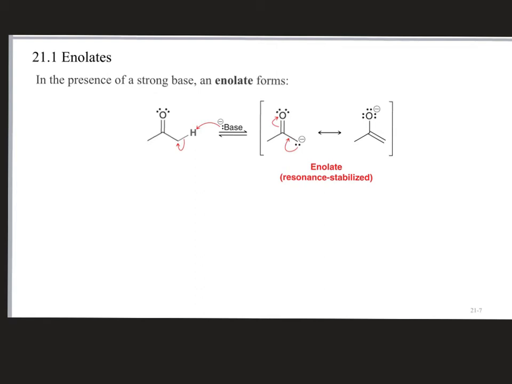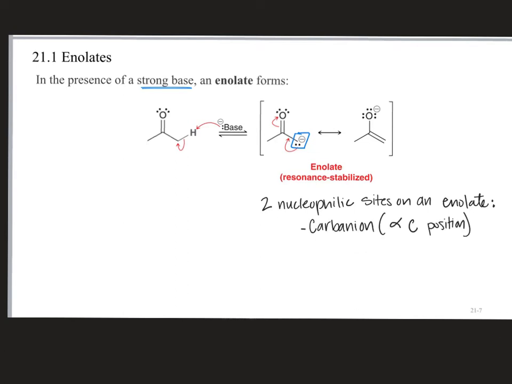However, if we are in the presence of a strong base, then an enolate is going to form. Enolates are much more nucleophilic than enols are, as it carries an overall negative charge. Let's identify the two nucleophilic sites on our enolate. It looks like we have a carbanion that can be a nucleophile, and then the negative charge can also reside on the oxygen.